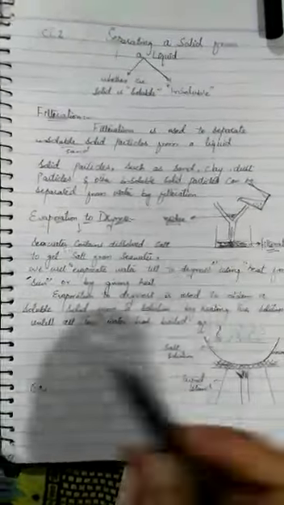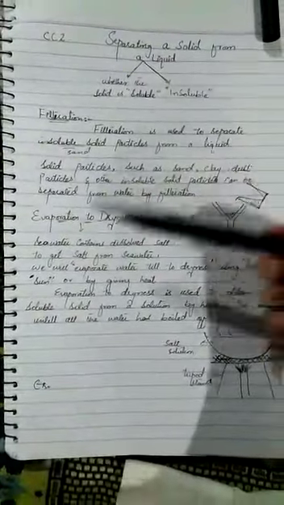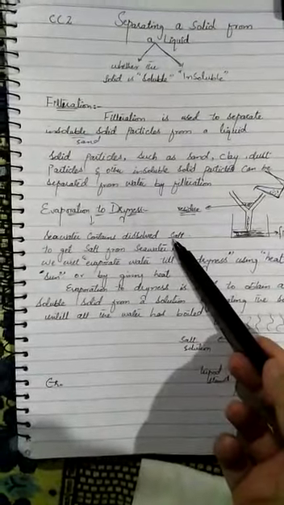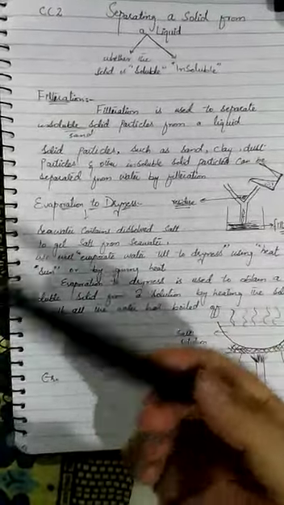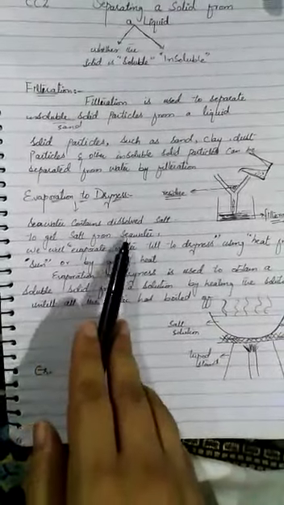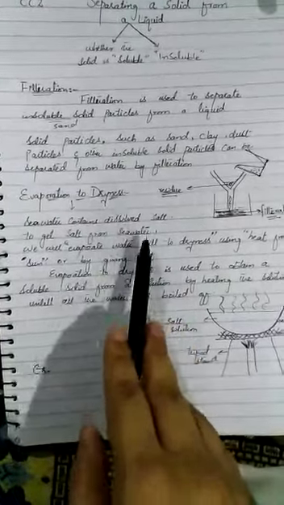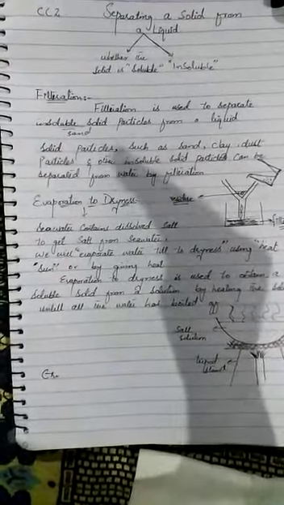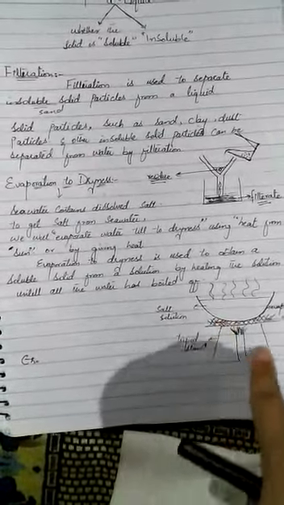Is it clear? The next process we use for separating a solid from a liquid is evaporation to dryness. Seawater contains dissolved salts, like NaCl, and many other salts, calcium, magnesium. There are a lot of other salts which are soluble in water. To get those salts from the seawater, we will evaporate the water till dryness. Let's suppose we mix the soluble salt in water, and we will dry it by sun drying or by any other heating process.